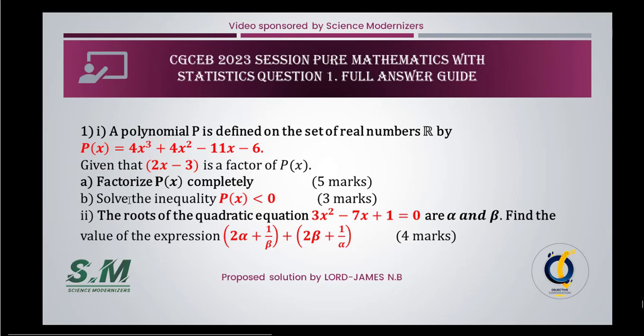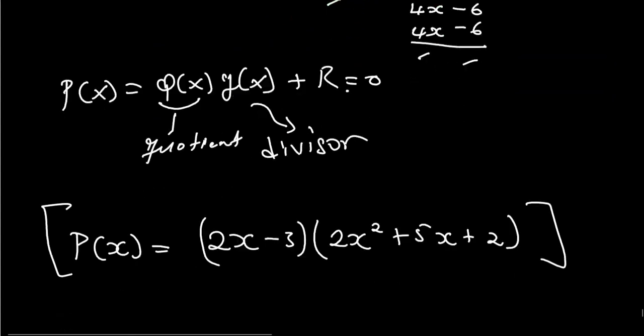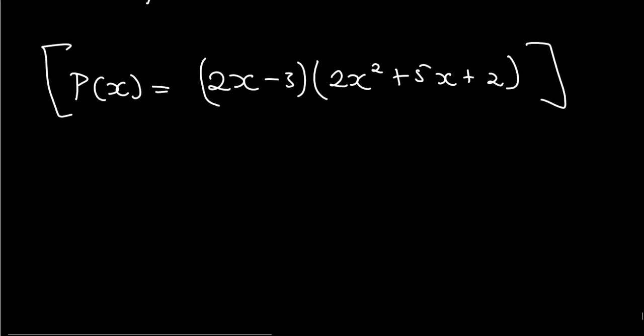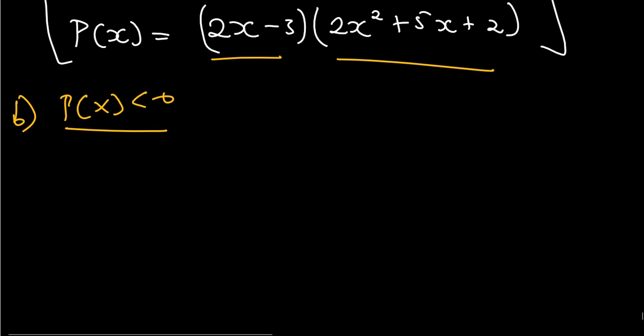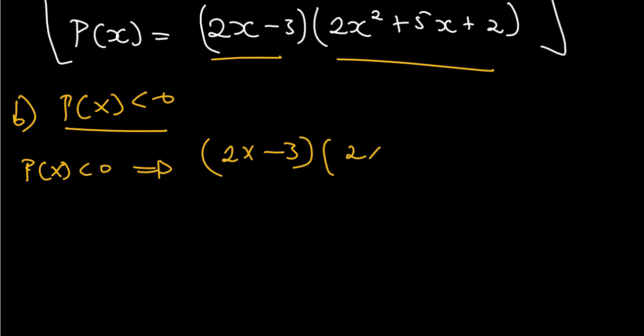Now B says solve the inequality p of x less than 0. We already have an expression of p of x, so let's go to the B part. We are solving p of x less than 0. We already have the expression of p of x in factorized form, so it makes it easier. So p of x less than 0 suffices for us to solve the inequality 2x minus 3 times 2x squared plus 5x plus 2 less than 0.